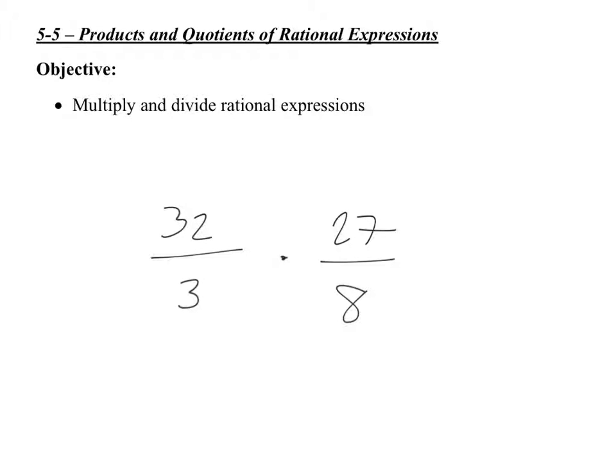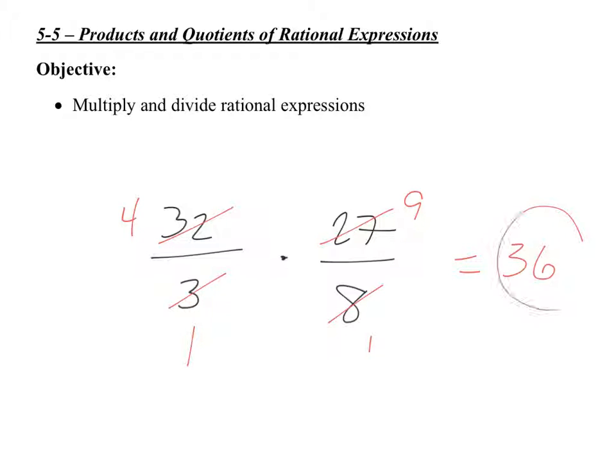Yeah, you can divide by 8 and 32. So simplify. Go ahead. So it becomes 4, and then you can also divide by 3, so it becomes 9. Okay, we know that, right? That should be common sense. You learned that in like 5th or 6th grade.